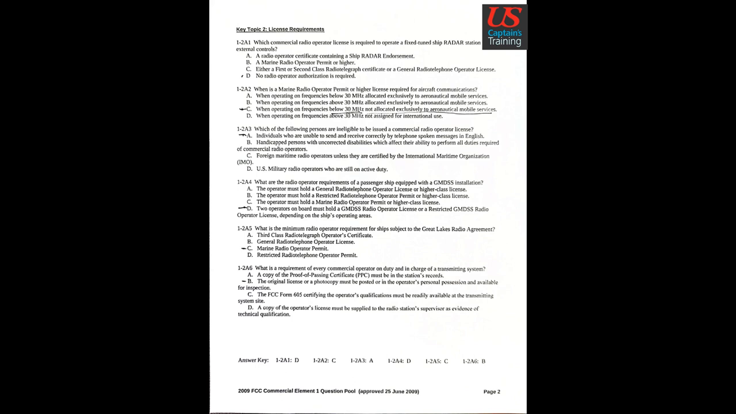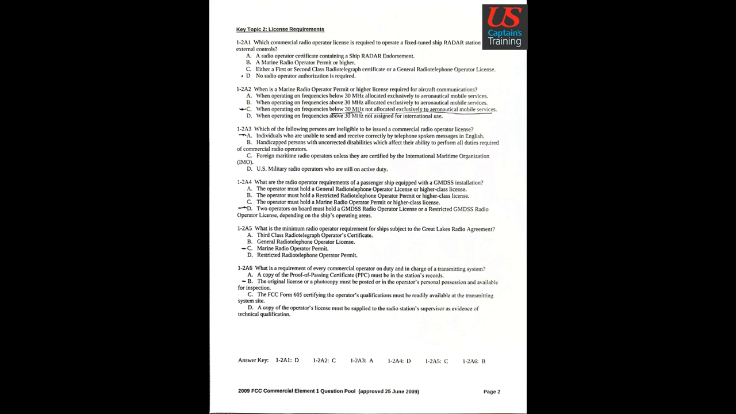3. Which of the following persons are ineligible to be issued a commercial radio operator's license? A. Individuals who are unable to send and receive correctly by telephone spoken messages in English. 4. What are the radio operator requirements of a passenger vessel, of a passenger ship equipped with a GMDSS installation? D. Two operators on board must hold a GMDSS radio operator license or a restricted GMDSS radio operator license, depending on the ship's operating areas.